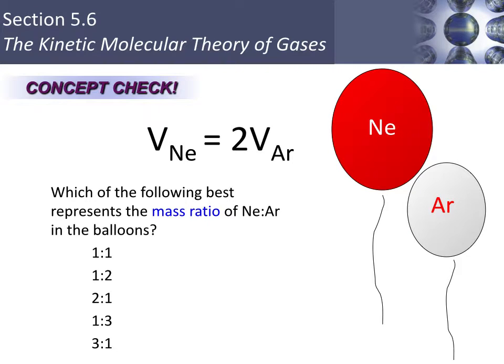Let's take another look. Which of the following best represents the mass ratio of these two gases, of neon to argon, in the balloons? The volume of the neon balloon is going to equal twice the volume of the argon balloon. With that in mind, which of the following best represents the mass ratio of neon to argon? The correct answer here is 1 to 1. Assuming that the internal pressures of both balloons are equal, and we know that argon weighs twice as much as neon per mole, then the ratio has to be 1 to 1, because neon weighs half as much as argon, yet there's twice as much of it.